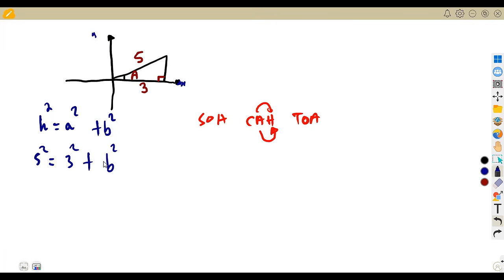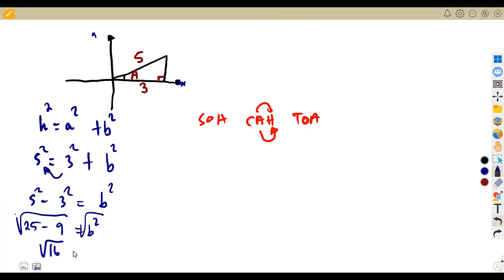Now let us calculate the value of b in this case. If we transpose this to the other side, we're going to have 5 squared minus 3 squared is equal to b squared, of which 5 squared is 25 minus 3 squared, which is 9, and this will be equal to b squared. We just need the square root of this part, which is 25 minus 9, that is 16. So we're going to need the square root of 16.